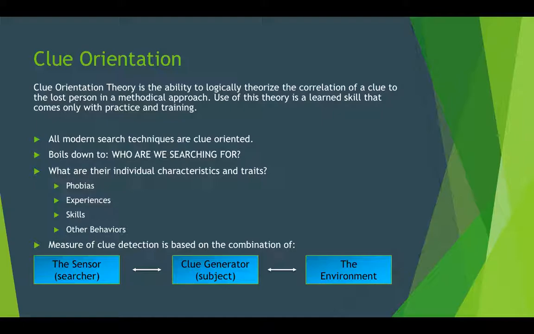There are three elements to clue orientation: the sensor, the clue generator, and the environment. The sensor is the searcher. As Fundamentals of Search and Rescue notes, to detect clues, searchers must be able to detect what they seek when given a detection opportunity. This requires that they know what to look for, i.e. potential clues, and know what to do when they find it. This is accomplished through training and practice.